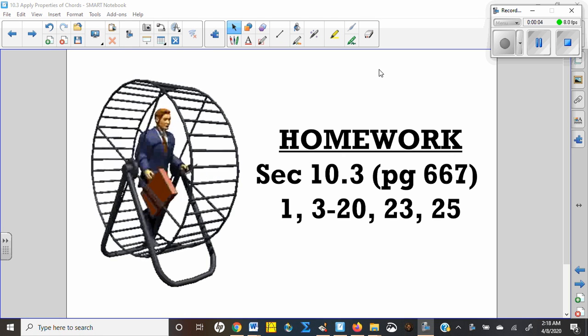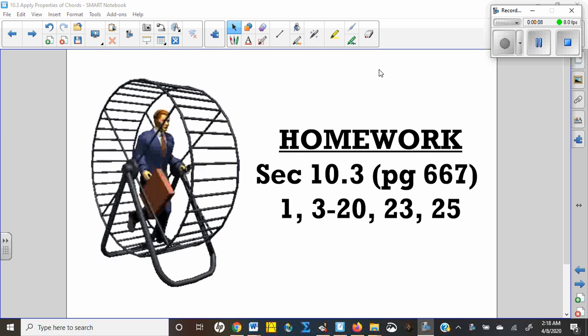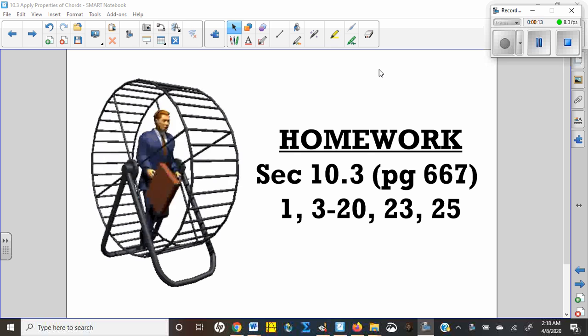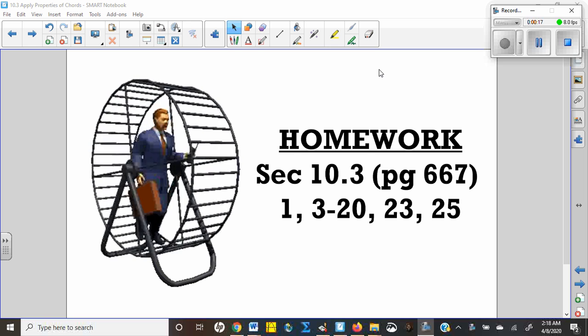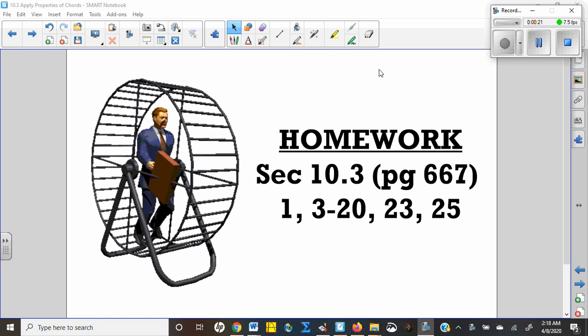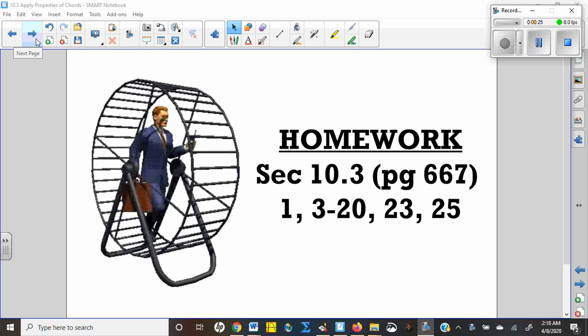Hello, geometry. Section 10.3, some theorems regarding chords. I didn't get any specific requests for any problems on that section, but we can still look at the answers and maybe take a look at the problems really quickly in case you did get stuck.